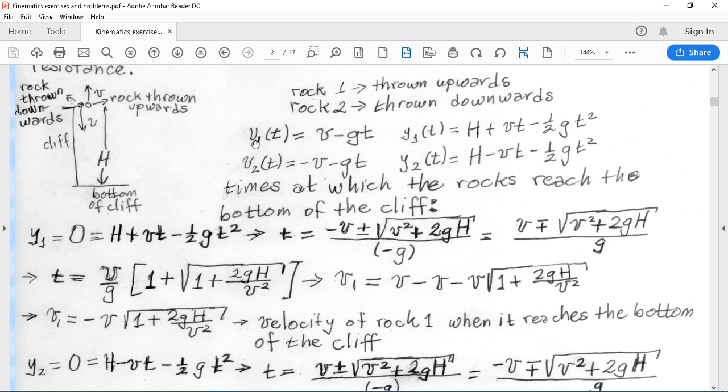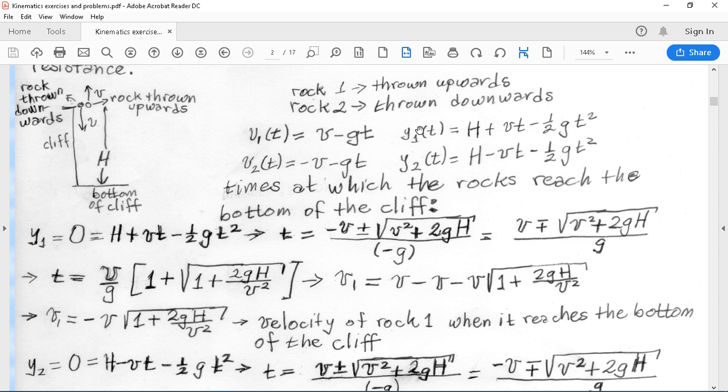Okay, so this is the equation for the velocity of rock 1 that is thrown upwards. This equation corresponds to motion with constant acceleration. So the velocity of rock 1 equals its initial velocity minus gt, in which g is the acceleration of gravity.